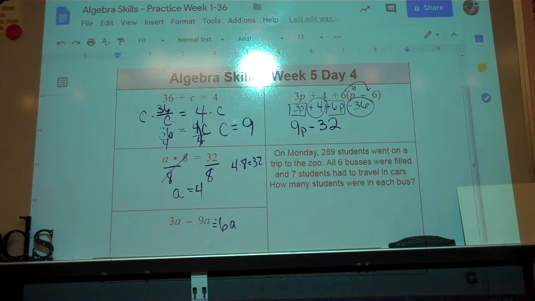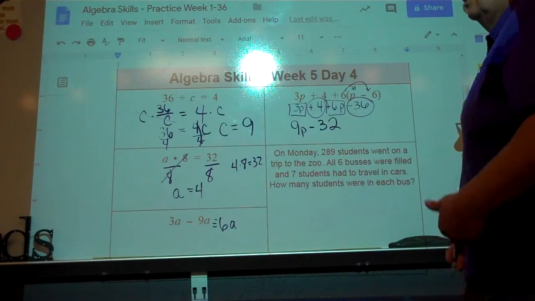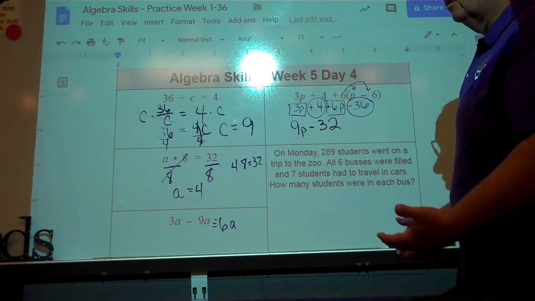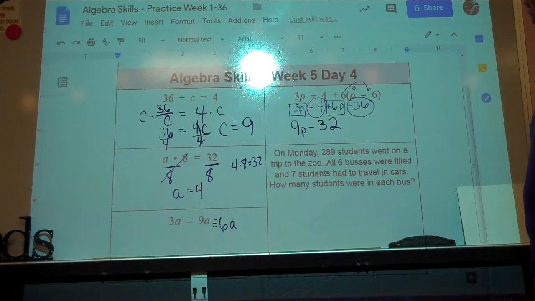Now what do we do? Why? Because there's no equal sign. Right, we're not solving for anything, right? We don't know what P is. Somebody would have to tell us what that is, and then we could fill that in and solve. So good, yeah, we're done right there. Good.